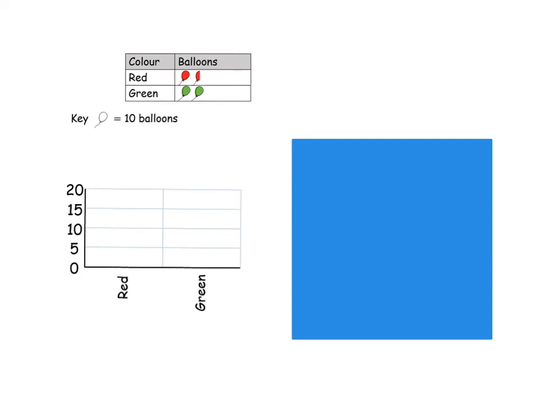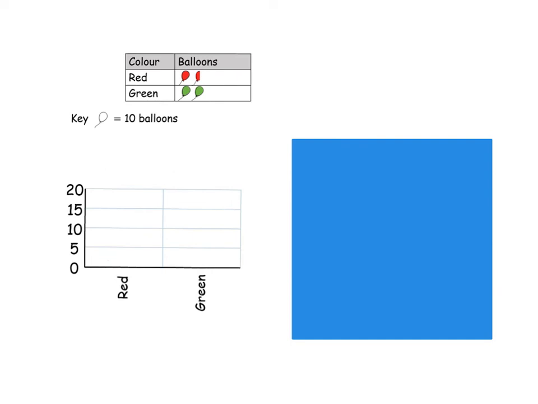Down here you can see that we've begun to draw a block diagram. We've got 2 axes. We've got one line going down the side and one line going across the bottom. We have labelled this axis red and green for the balloons. Look at the scale going up the side. It's going up in fives. I can see that the numbers in the scale are sat on the line. So when we colour in one block, we know that will represent 5 balloons.